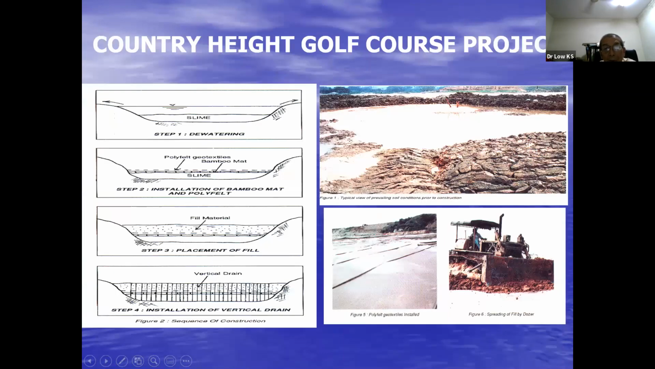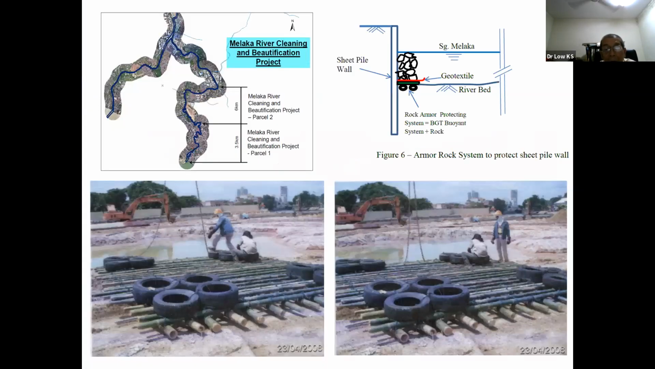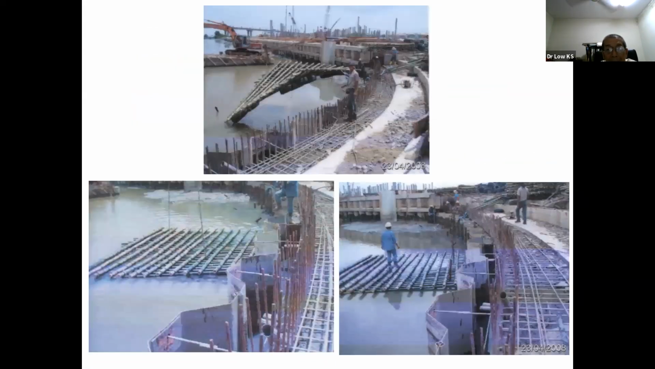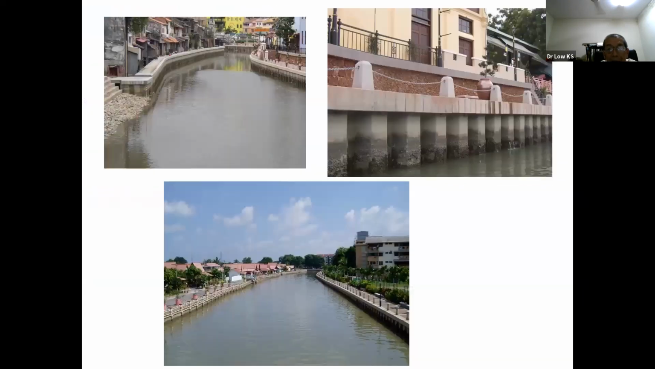So this is Sungai Melaka. And this is how we do the Sungai Melaka beautification, because of time shortage. And then this one will slowly sink down underneath. I brought JPS there a few times. I tell them you have to imagine a bit. The one is underneath. You cannot see the underneath.